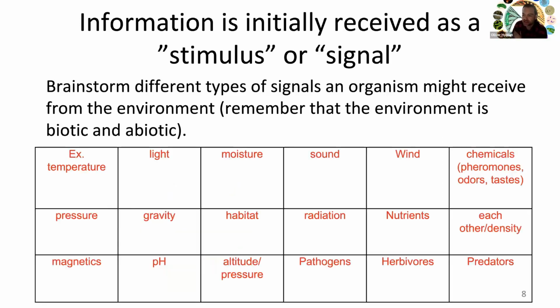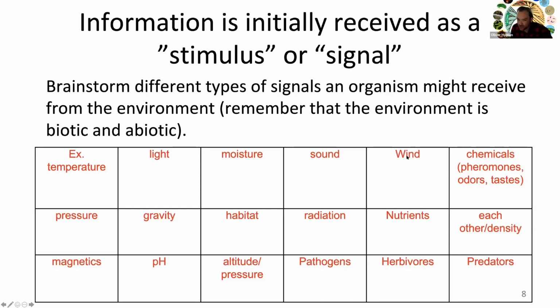I've put up a list of a lot of the ones that I can think of, and I'm sure there are others, but examples of stimuli or signals can be temperature, pressure, a magnetic field, light, gravity, pH or acidity, moisture, types of habitats you have, altitude or pressure, sound, radiation. You can respond to a pathogen. You can respond to nutrients. You can respond to herbivores or predators that are present in the area, but likely you're getting different signals from those. You might see them, and so you're getting, once again, a photo response, or you might smell them, so you're getting a chemical pheromone or odor from them.